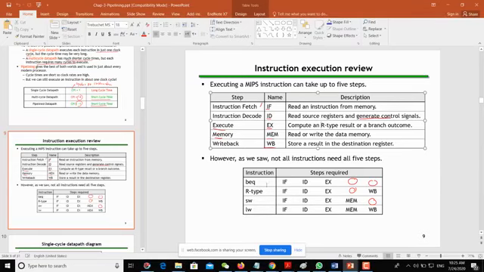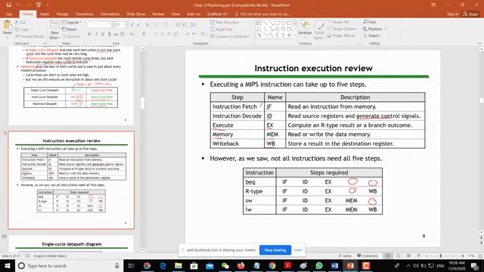To execute BEQ, we need 3 steps: IF, instruction fetch, ID, instruction decode, and EX, execute. Then R-type requires 4 steps, and it does not require the memory step, MEM. Then SW requires 4 steps; the fifth one, WB, write back, is not required. And then LW requires all of the 5 steps.